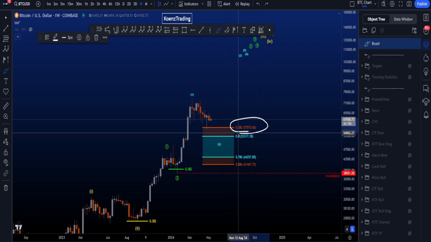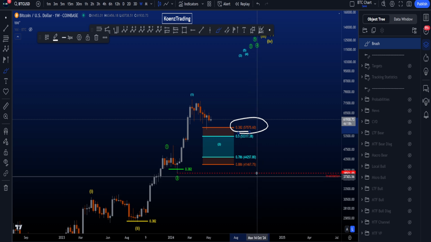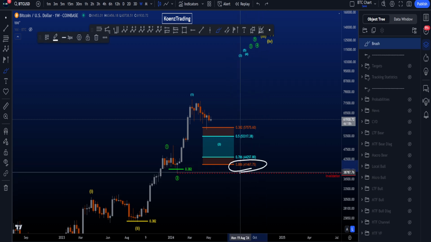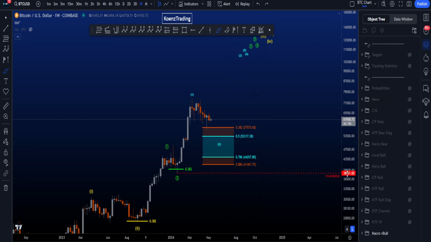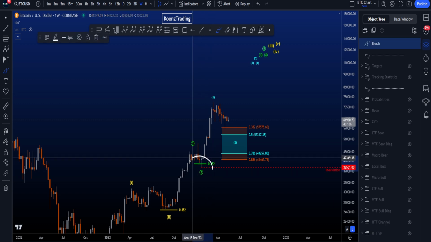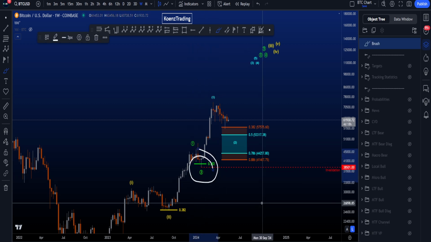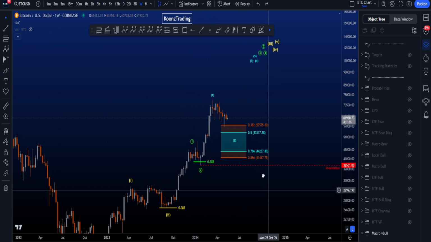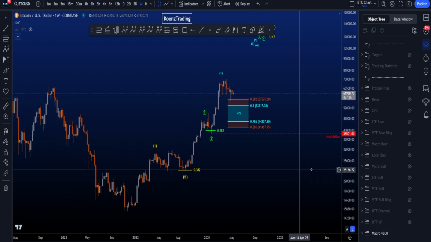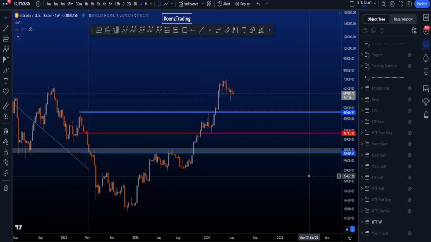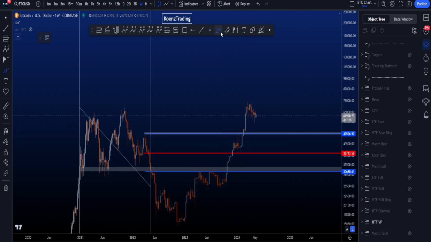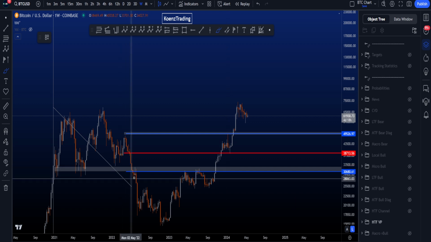The 0.382 is uncommon for a wave 2 at 57.2k, and the 0.886 is very rare at 41.4k for a wave 2. The invalidation is taking out this low at 38.5k, and if this happens, that does increase the probabilities for more bearish scenarios. On the weekly time frame, this volume profile has played an important role.